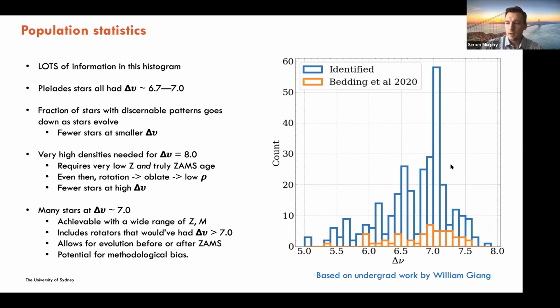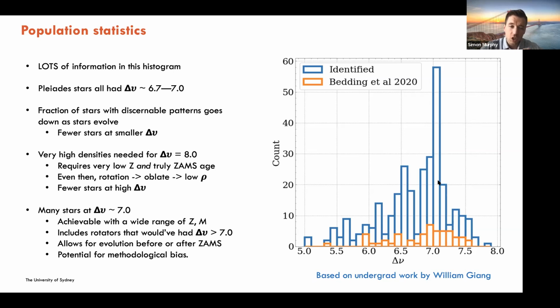Now, there are many stars at delta nu of around 7. This is because this value is achievable with a wide range of metallicity and mass. It also includes rotators that would have been over to the right, but have been shifted to the left. And it allows for some evolution before or after the zero-age main sequence. Your star doesn't have to be exactly on the zero-age main sequence to get a delta nu of around 7.